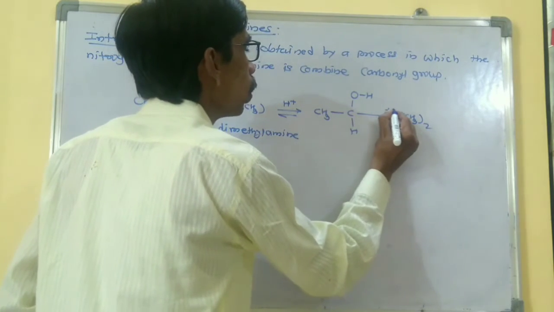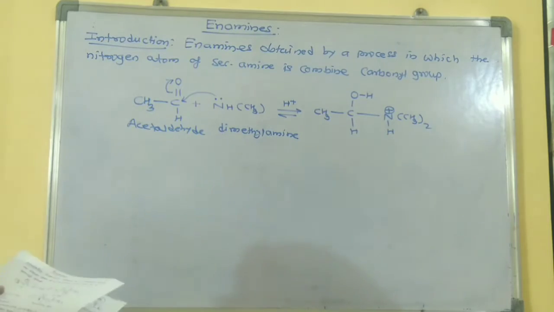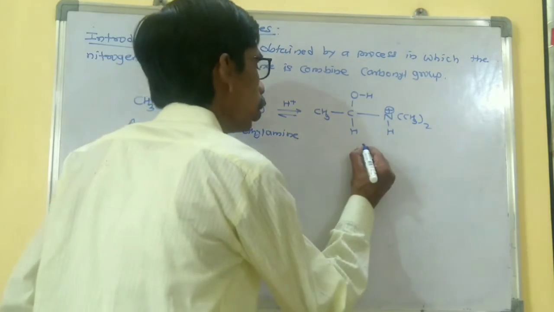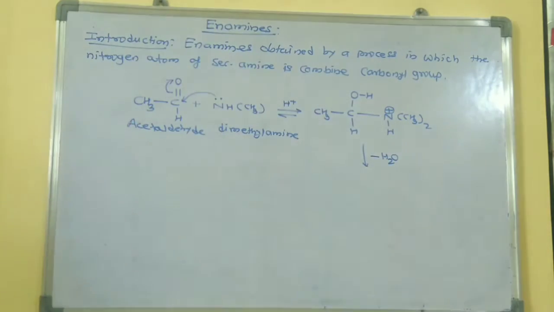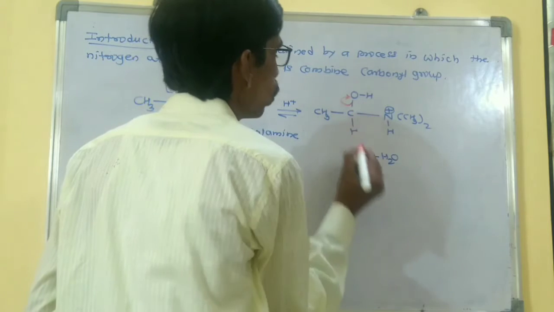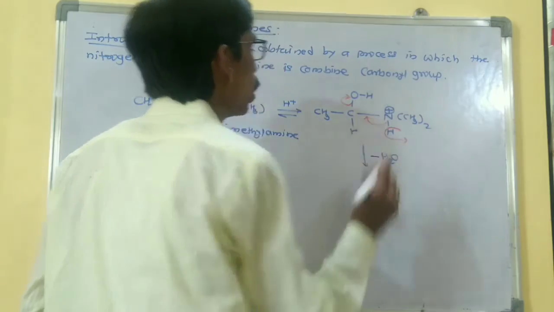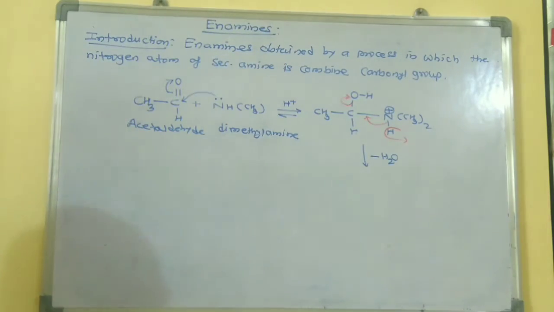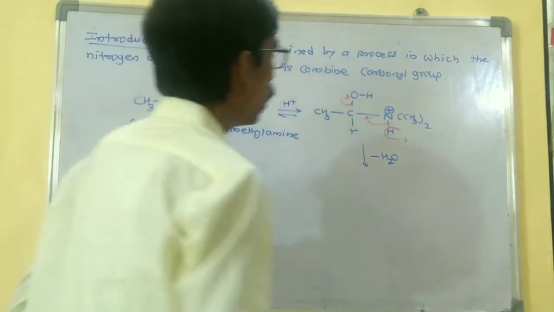Now this nitrogen has positive charge because it gives one electron to the carbon atom. So this is the formation of an intermediate compound. Now it eliminates a water molecule. That is, this bond is transferred to the oxygen atom, and this eliminates the hydrogen atom. This bond is transferred between this carbon and nitrogen as a double bond. So we get the iminium salt.